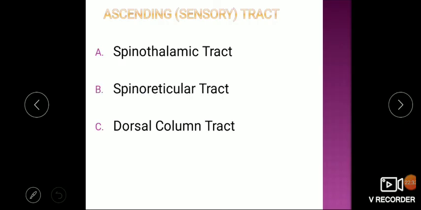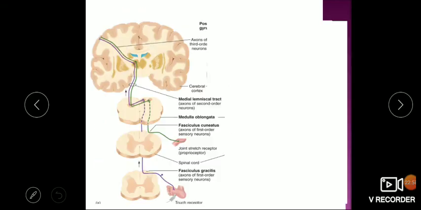So ascending sensory tracts are basically two: the spinothalamic tract and the dorsal column tract. In the spinothalamic tract, we have learned two categories: anterior and lateral. But according to some authors, the spinoreticular tract is a separate tract. We have seen that anatomically it is the same, crossing at the same level in the spinal cord and going up to the thalamus, but while going there it gives some branches to the reticular formation. The dorsal column tract has the function of touch and proprioception, but according to some authors, proprioception is taken by the spinocerebellar tract.